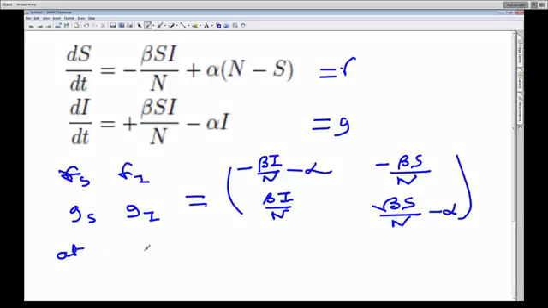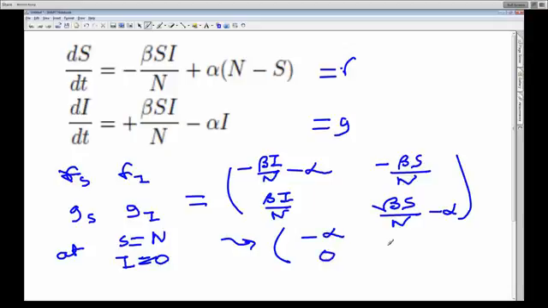That's what the linearization is in general. So in particular, at our first critical point, when everyone's susceptible, s is n, and when no one's infected, this matrix becomes, I'll just plug them all in, minus alpha, 0, minus beta, that's a positive, isn't it? So beta minus alpha.